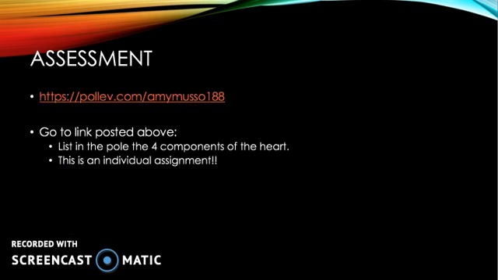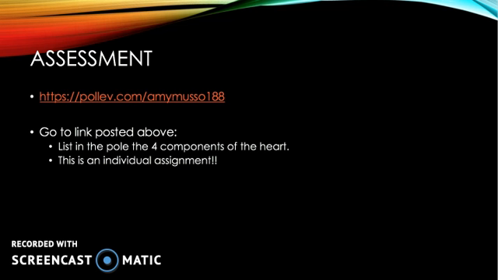For your assessment today, before you leave, I want you to click on this link or type it in on your phones, and in the poll there's a question asking you to list the 4 components of the heart. You can feel free to review the PowerPoint. Use what I said today in class, the arteries, veins, ventricle, atrium, and list your ideas of what you think the 4 components of the heart are. This is an individual assignment, not a group assignment. You have to do this by yourself.